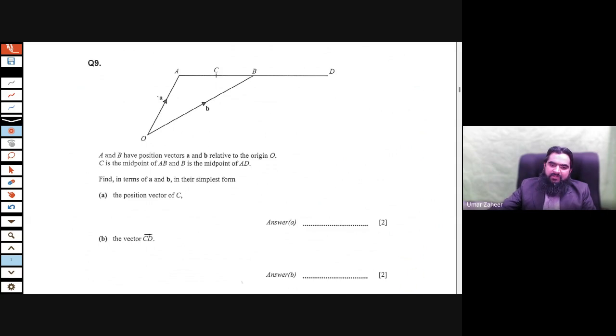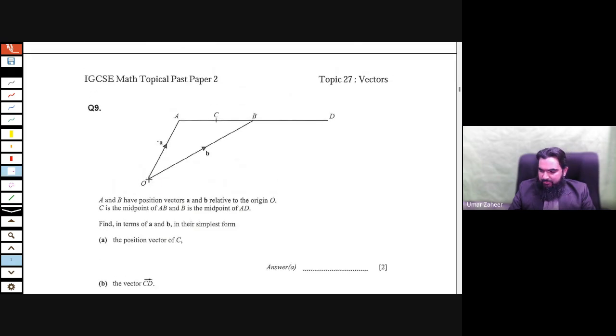All right, now we have the next question, number 9. It says that A and B have position vectors a and b relative to the origin. C is the midpoint of AB, and B is the midpoint of AD. Find, in terms of a and b in the simplest form, the position vector of C. Position vector of C means you have to start from the origin and end at that specific point.